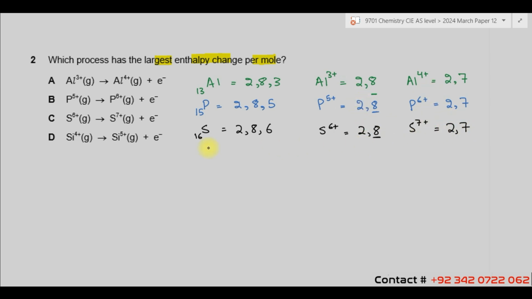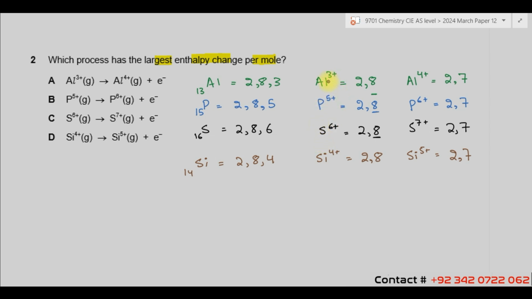So everything is similar. Then we have silicon 4 positive. Atomic number of silicon is 14. So 2 8 4. In 4 positive, again we have only 2 shells. And in silicon 5 positive, 1 electron is removed. So the electron is removed from the same second shell. The only difference is in the positive charge.